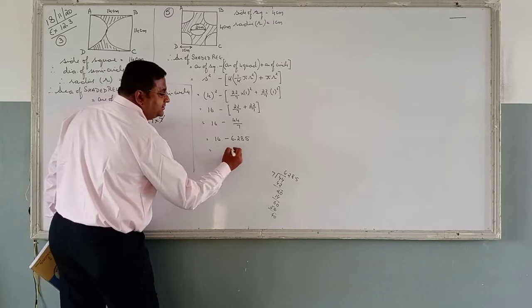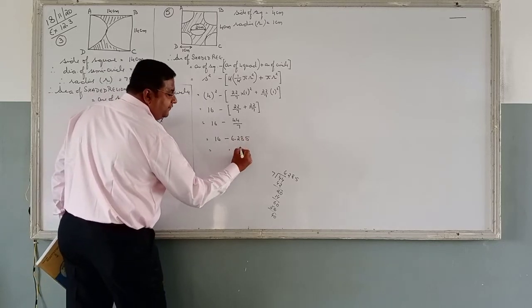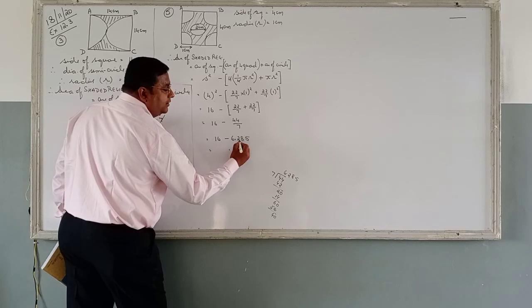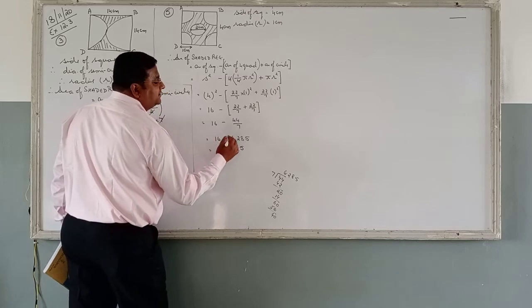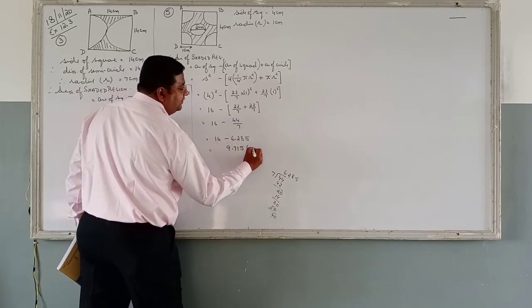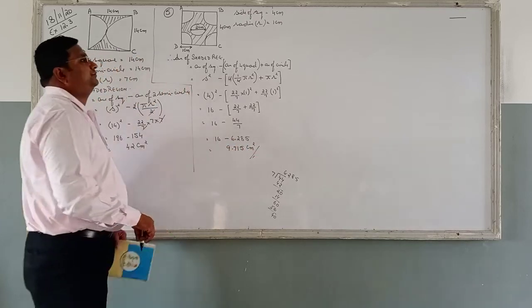So minus 5, 9 minus 8, 1, correct? And 9 minus 2, 7, and 15 minus 6, 9.75 centimeters.